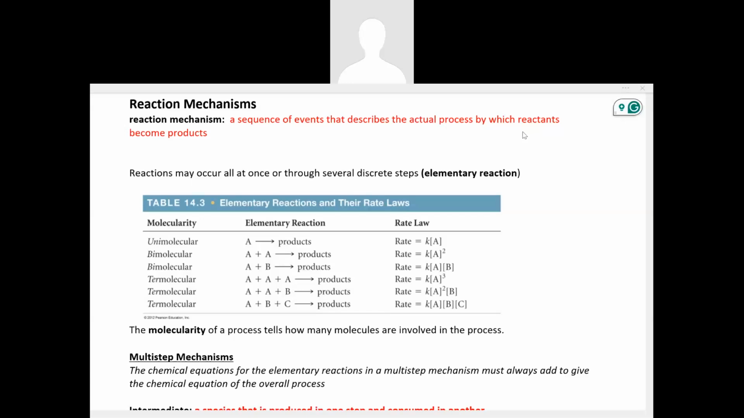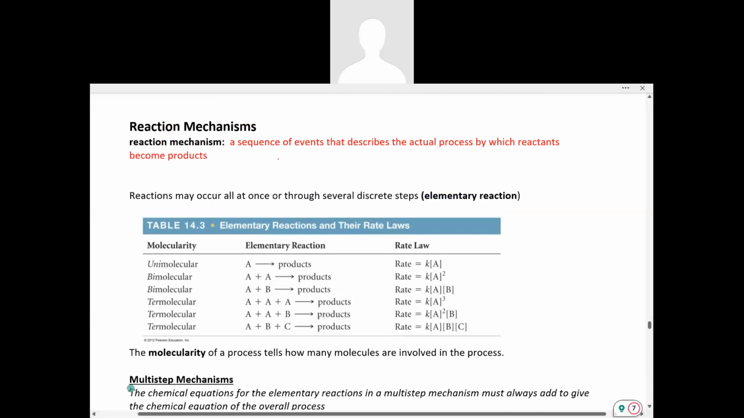In the next section of the chapter on chemical kinetics, we're going to review what's referred to as a reaction mechanism. So a reaction mechanism, in simplest terms, is the sequence of events that describes the actual process by which reactants become products. We might be familiar with reactions going from reactants to products, but it seems like it only happens in one step, the way that we look at most reactions. But in reality, reactions may occur all at once or through several discrete steps. These discrete steps are referred to as the elementary reactions.